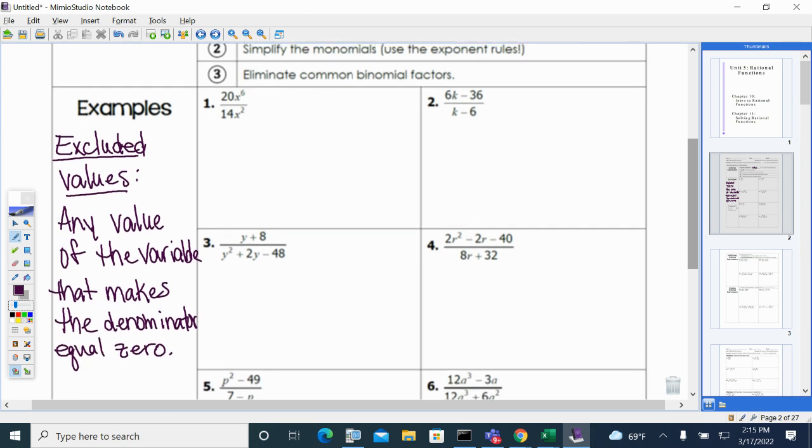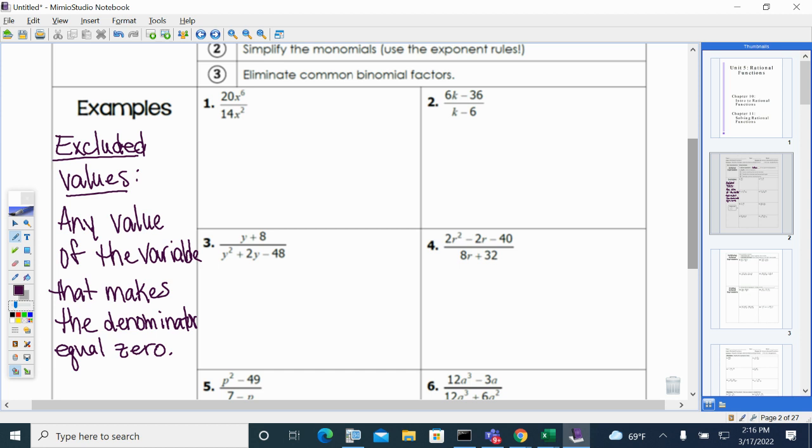The vocabulary word that I would like to add to your notes here is excluded values. Excluded values are any value of the variable that makes the denominator equal to 0. And the reason why we have to exclude them is because if the denominator is equal to 0, that creates an undefined fraction, an undefined term. So in every single one of these rational expressions, we always have to keep our eye on the denominator and identify any variables that would make it equal to 0 and exclude those from our solutions.